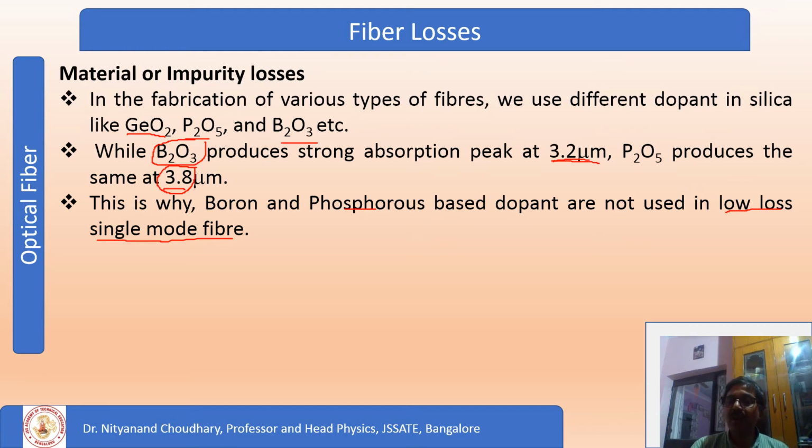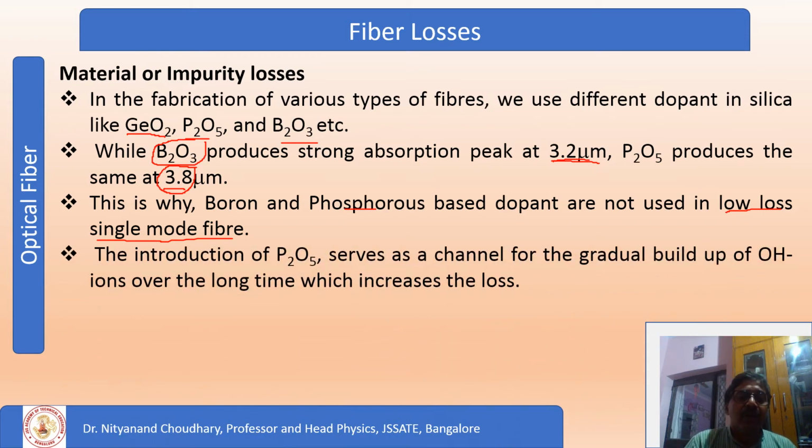All right, let's see further. The introduction of P2O5. If you are going to introduce P2O5, it serves as a channel for the gradual build-up of hydroxide OH minus ions over a long time, which increases the loss. The hydroxide ion is going to be embedded in your core, and that hydroxide ion, as I showed you in the previous slide, is going to increase your loss. The OH minus content is going to be higher if you use P2O5.